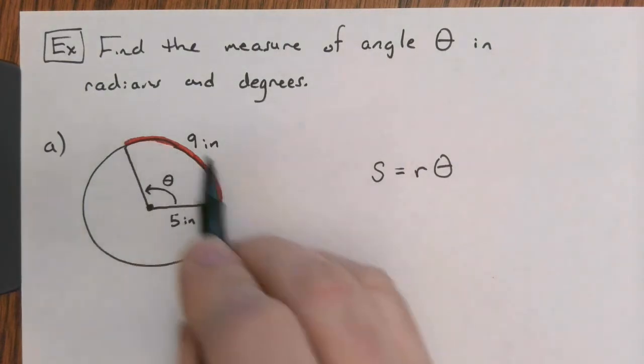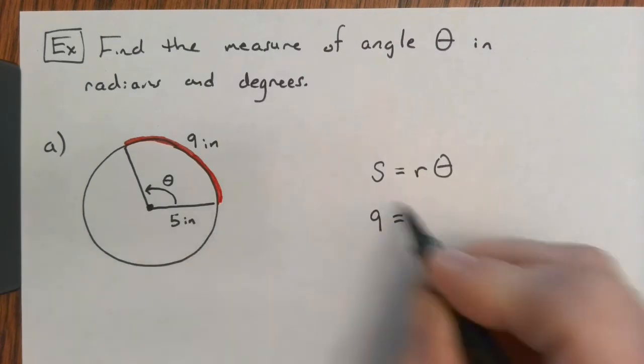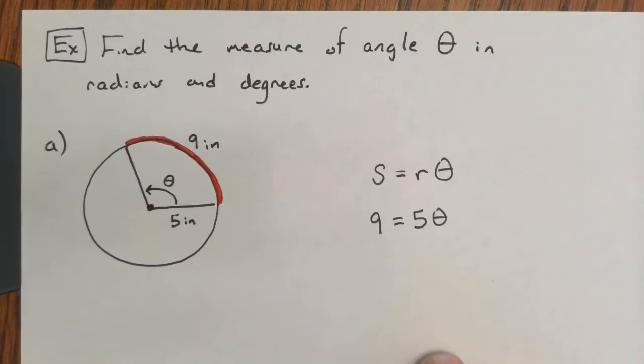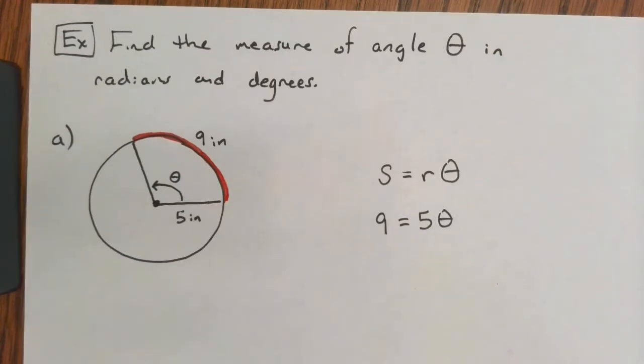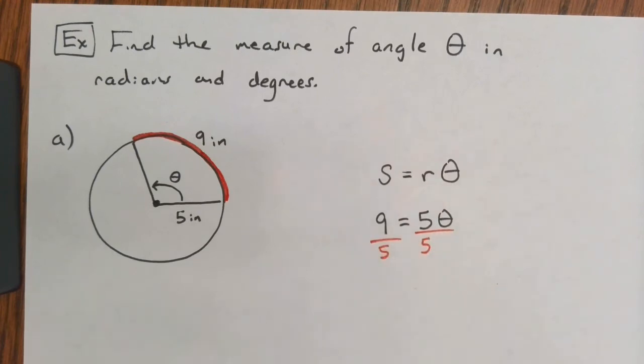S is our intercepted arc, that is 9 inches. R, that's our radius, that's 5 inches. So to solve that equation, we would just need to divide both sides by 5. So our answer is that theta is equal to the fraction 9/5.